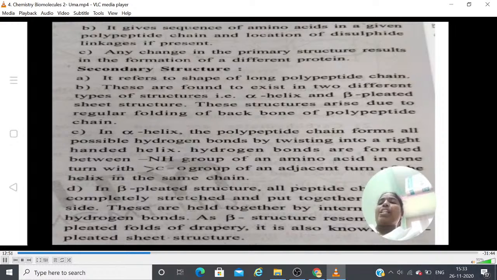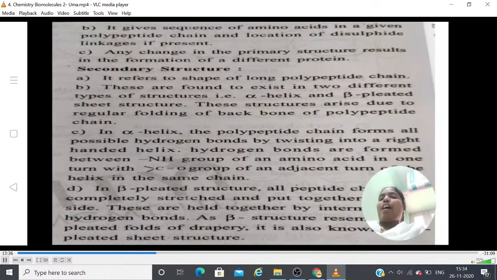Next, let us discuss the structures of alpha helix and beta pleated sheet. In alpha helix structure, the polypeptide chain forms all possible hydrogen bonds by twisting into a right handed helix. This is the structure of the helix.